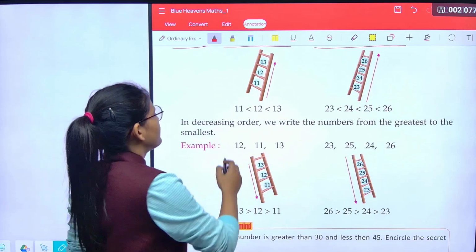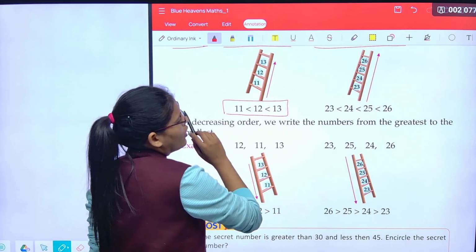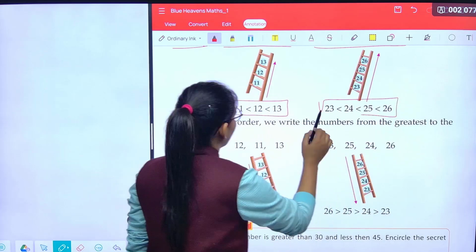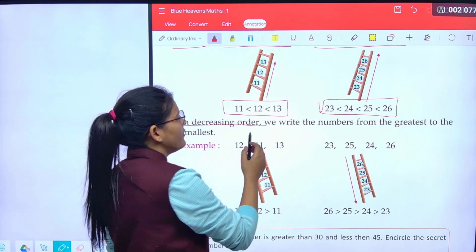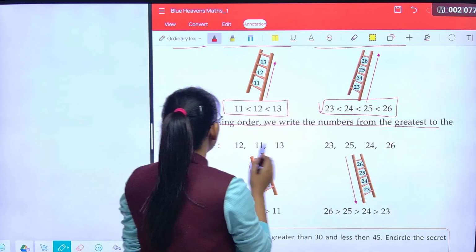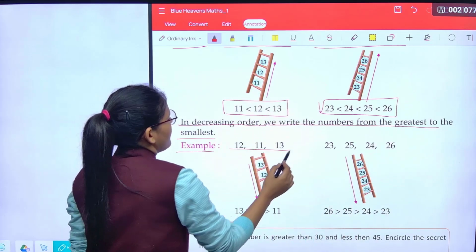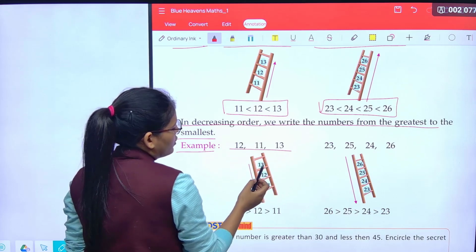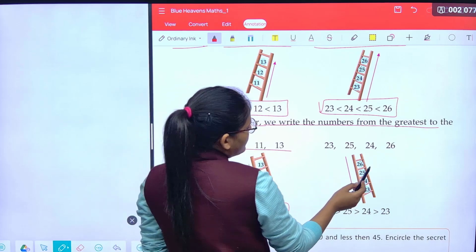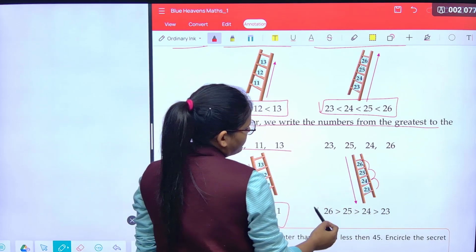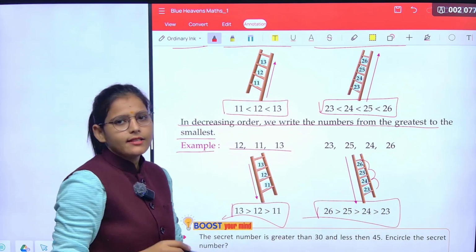Now class, it is increasing or ascending order. Now in decreasing or descending order, we write the numbers from the greatest to the smallest. Example 11, 12, 11, 13. So 13, 12, 11 like this. Again 26, 25, 24, 23. Means हम सबसे पहले greatest number को लिखेंगे.